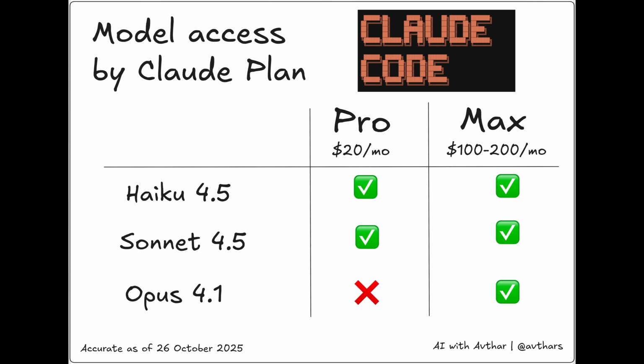Finally, be aware that the models you can access now depend on your Claude plan. Pro users on the $20 a month plan will have access to Sonnet and Haiku, but no Opus, while Max users will have access to all models on the $200 a month plan.